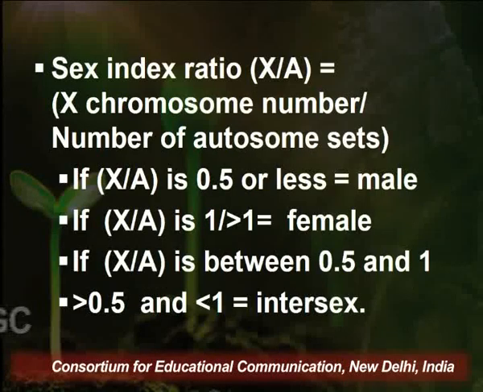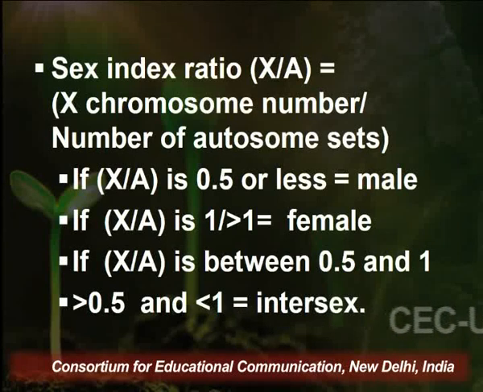As you can see on your screens, learners, the sex index ratio, which is abbreviated as X by A, here A would mean not just the autosomes but the number of autosome sets, and the numerator would be the X chromosome number. So the values and their expressions are different. For example, if the X by A ratio is 0.5 or less, it would differentiate into a male.